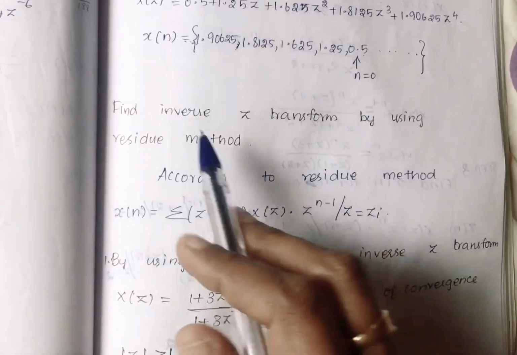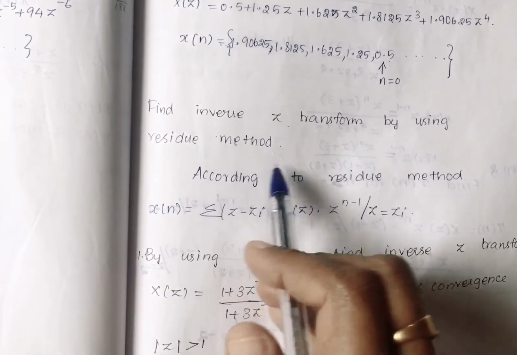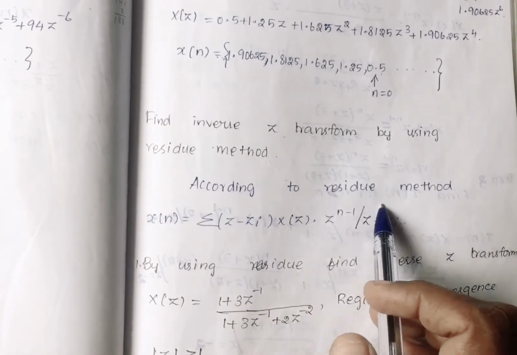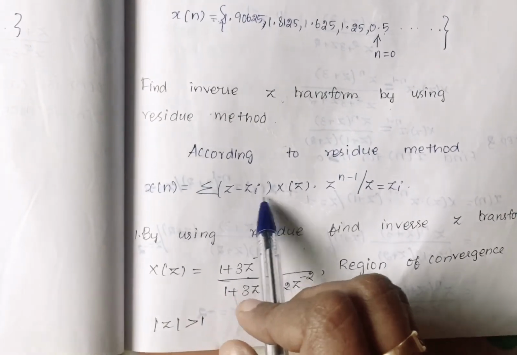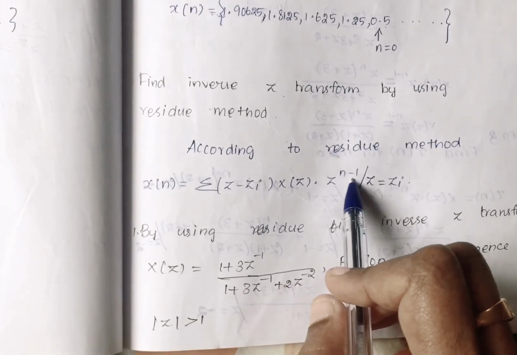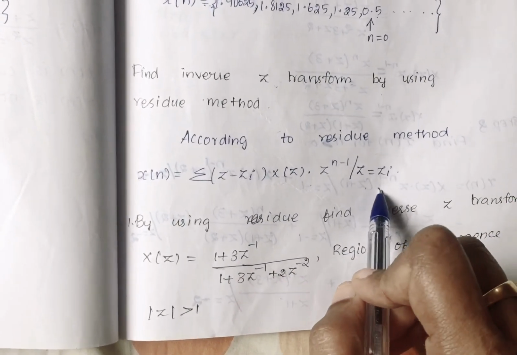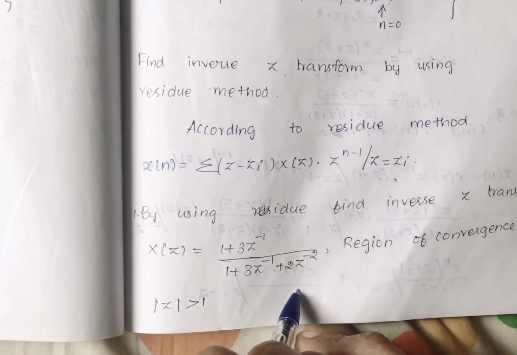So next is the inverse Z transform using the residue method. According to the residue method, our formula is the summation of the residues of X(z) z^(n-1) at the poles, when z equals the pole. Okay, so remember this. Now we can see the problem.